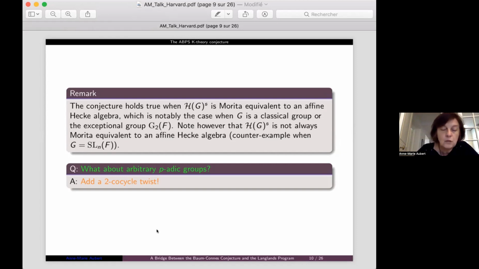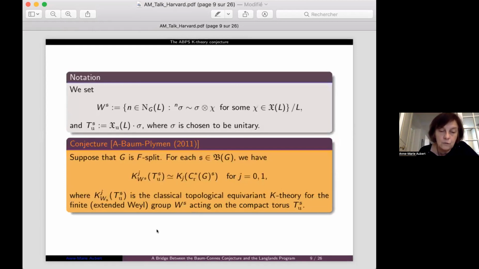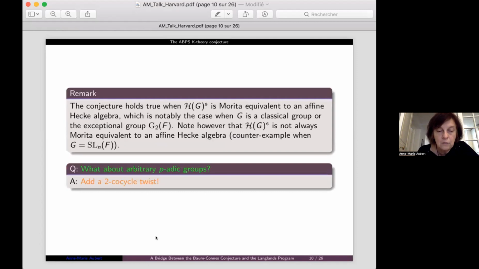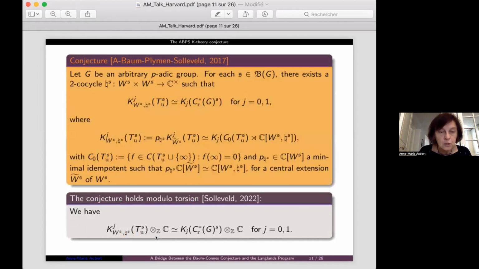But this conjecture, as stated here, is for the case where the group is F-split. But we have many p-adic groups which are not F-split, for instance, unitary groups. And for this group, or inner forms of GL_N or SL_N, we needed a new version of the conjecture. So what is the new version? Just adding a two-cocycle, a twist by a two-cocycle. And here is the formulation of the general form of the conjecture for an arbitrary p-adic group.